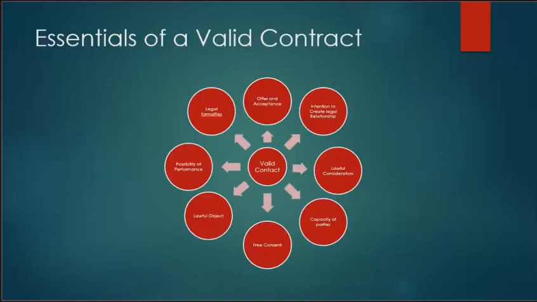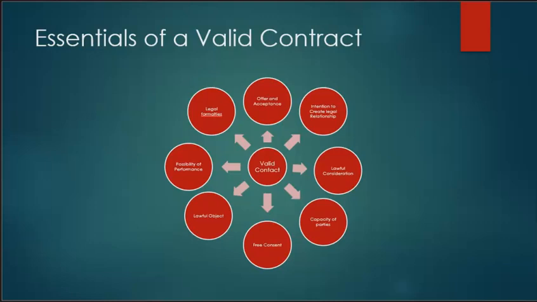To make a valid contract, there must be essentials of a valid contract. These important elements cover offer and acceptance, intention to create legal relationship, lawful consideration, capacity of parties, free consent, lawful object, possibility of performance, and legal formalities. Let's look at each one in simple terms.